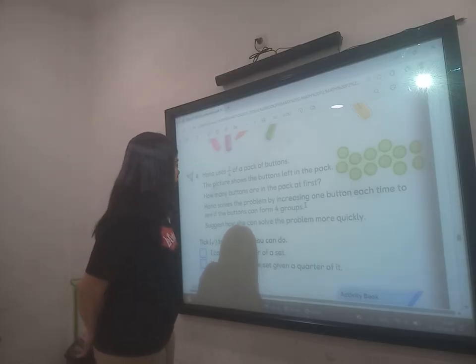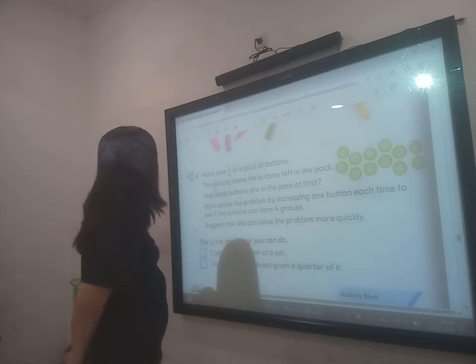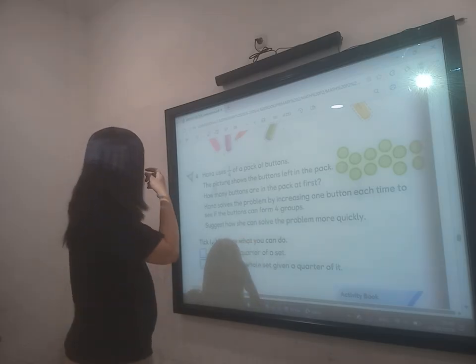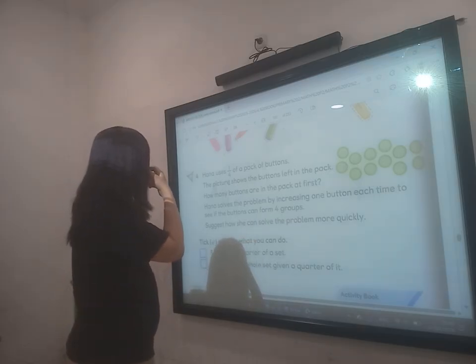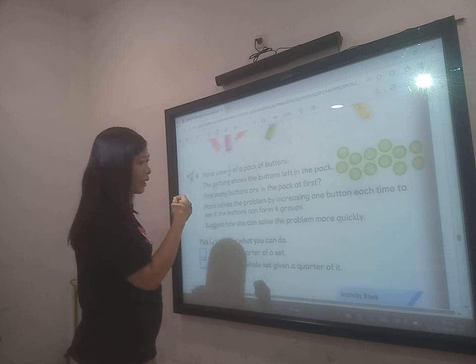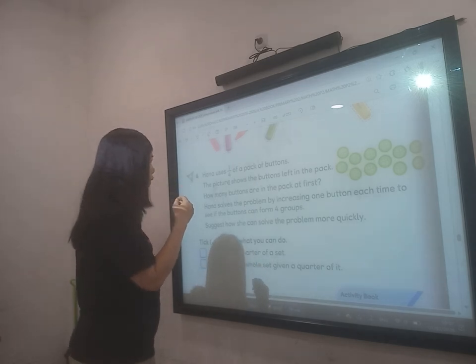Four groups. But it's not actually four groups. The answer is not four groups. Please read again. Hannah used 1/4 of a pack of buttons. The picture shows the buttons left in the pack. So how many buttons are in the pack at first? At first is 3. At first, three groups.